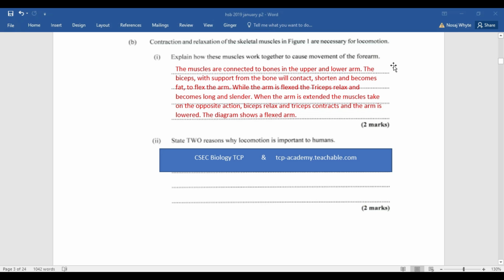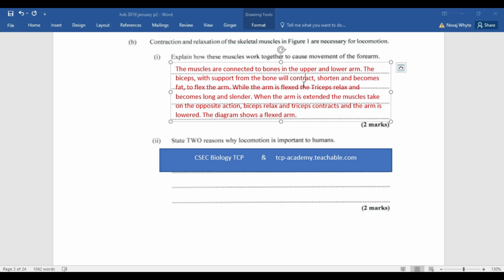The muscles are connected to bones in the upper and lower arm. The bicep, with support from the bone, will contract. Should be having an R there. Will contract, shorten, and become fat to flex the arm. While the arm is flexed, and by flex we mean the arm being bent where the fist is going to be closer to the shoulder, the tricep relaxes and becomes long and slender.